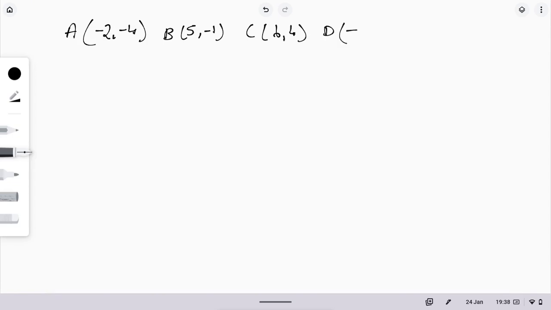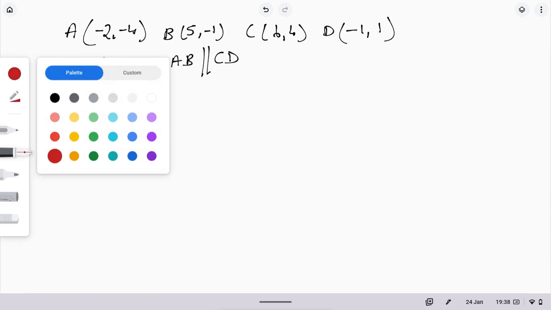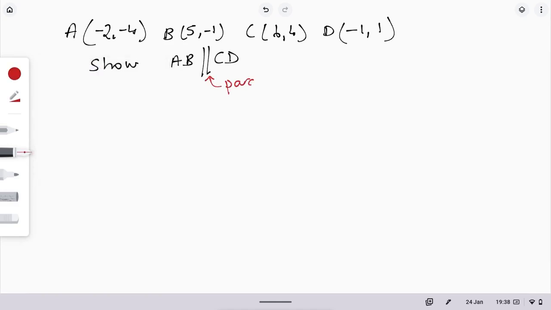So say they give us 4 points. A, which is minus 2, minus 4. B is 5, minus 1. C is 6, 4. And D is minus 1, 1. They might say, show that AB, two straight lines, CD. Now what them two straight lines mean is that they're parallel, just like my train tracks. And to show that they're parallel, we're going to have to find the slope of AB and find the slope of CD.